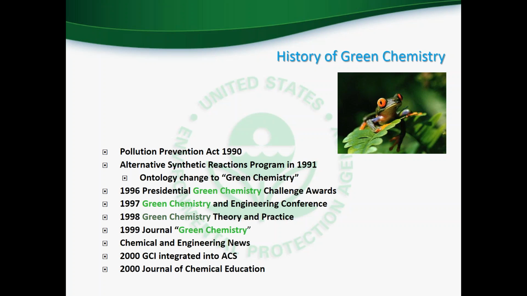There was a program in existence at EPA called the Alternative Synthetic Reactions Program, already in existence. Some very forward-thinking people in that group decided that they would look at this issue in a more holistic, more encompassing way, and the idea of green chemistry was born. So green chemistry really started at EPA in the early 90s in the Office of Pollution Prevention and Toxics.